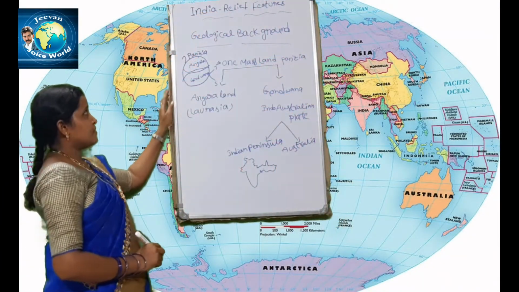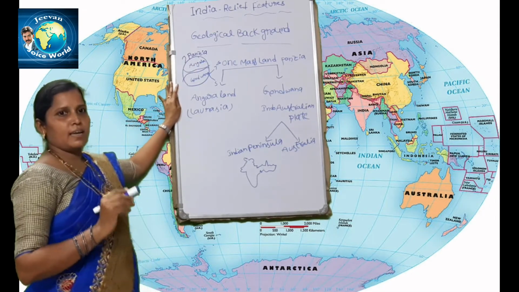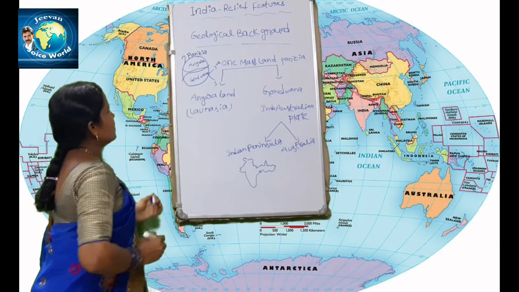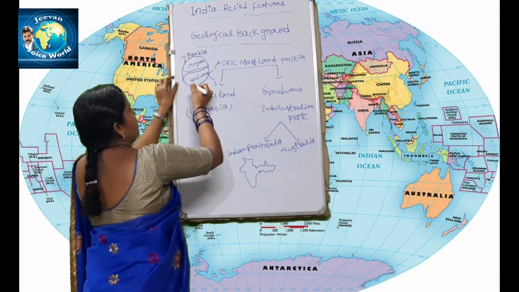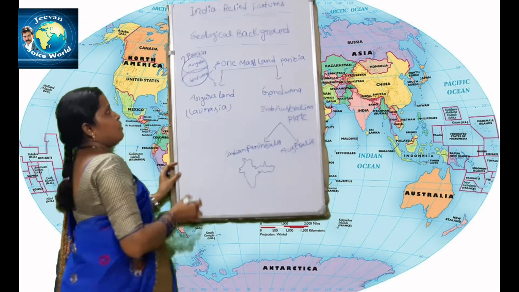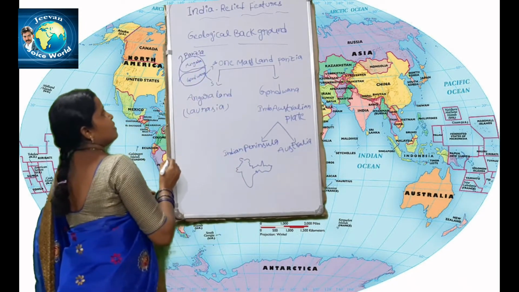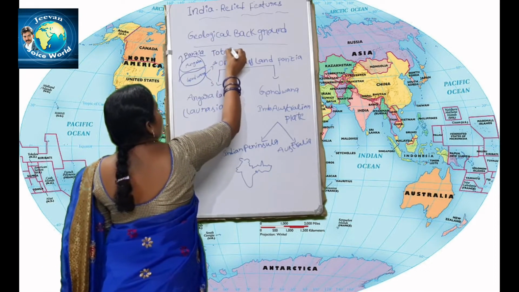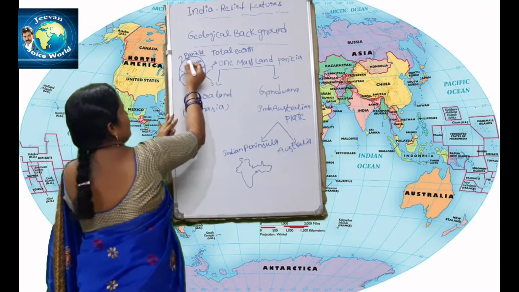Children, we discuss the geological background of India. Millions of years ago, we had only one landmass in the world. Children, observe carefully. This is only one landmass on the earth millions of years ago. It is also known as Pangea. Pangea means total earth. This is Pangea.